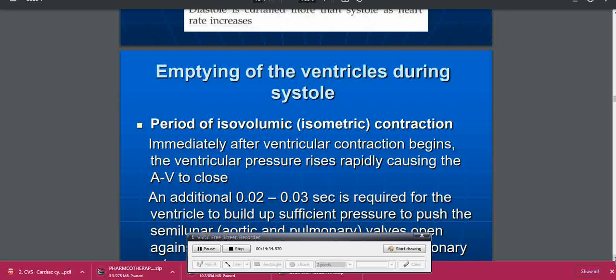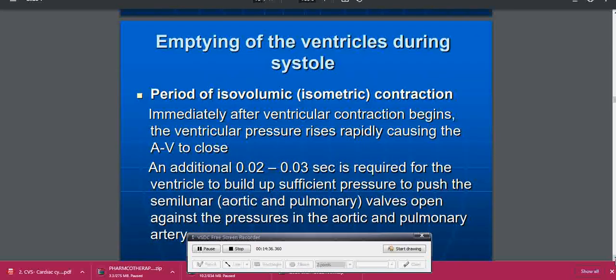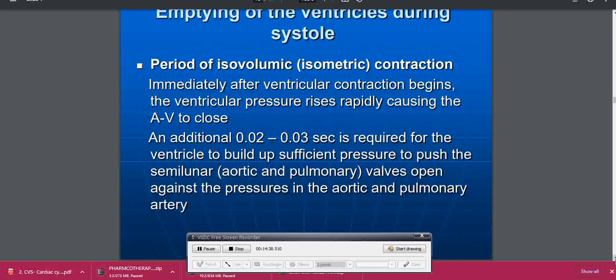So let's talk about emptying of the ventricles during systole. Period of isovolumic contraction. Immediately after ventricular contraction begins, the ventricular pressure rises rapidly, causing the atrioventricular valves to close, and an additional 0.02 or 0.03 second is required for the ventricle to build up sufficient pressure to push the semilunar valves, what we call the aortic and pulmonary valves, open against the pressure in the aorta and pulmonary artery.